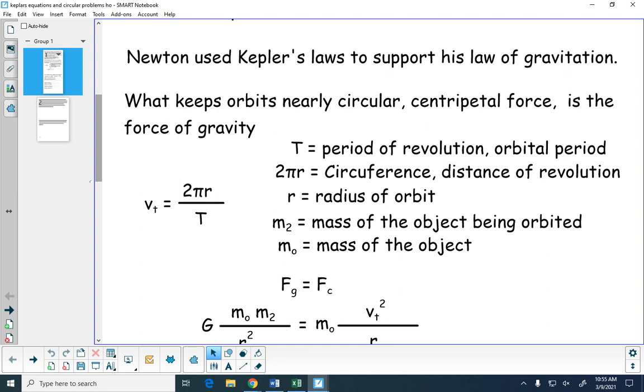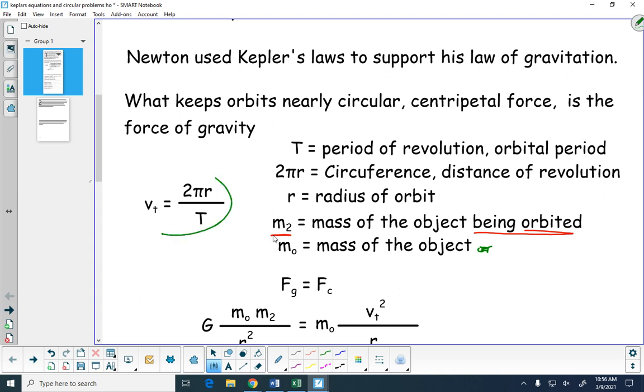The M2 here is the mass that's being orbited, that's being gone around. The MO is the mass of the object that is orbiting, the orbiting object. So there are 2 different objects: the object doing the motion and the object that is just stationary.